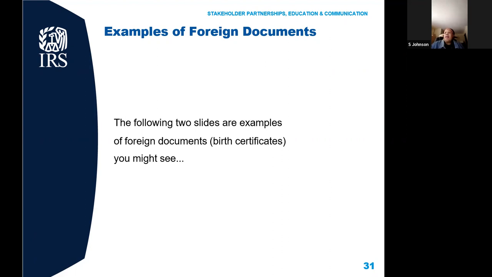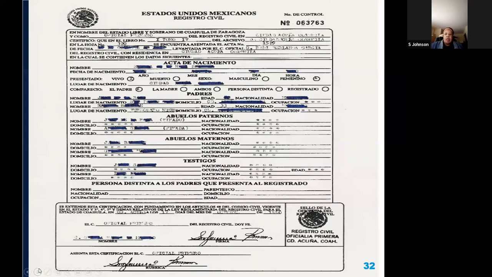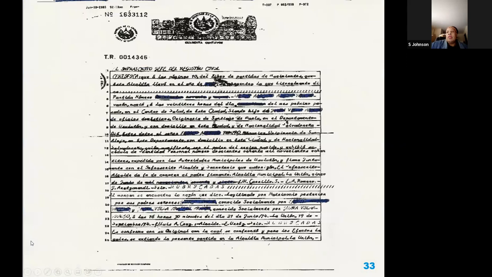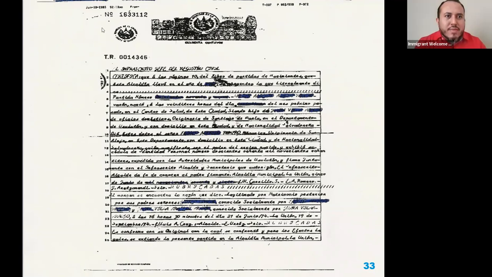So as we continue on, we're going to look at some slides here. And here we're looking at things that we would see. These happen to be copies of 2 birth certificates from Mexico. And then we have another one. They're both from Mexico, but you see they look distinctly different. Okay. I think this one is from El Salvador. Oh, it is from El Salvador. All right. Thank you.